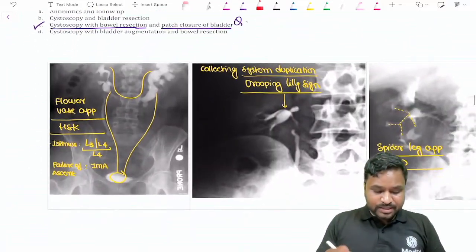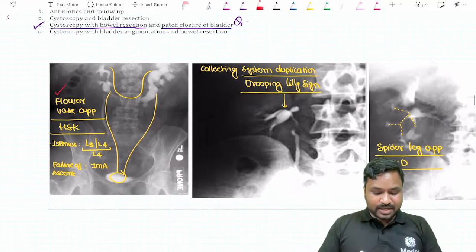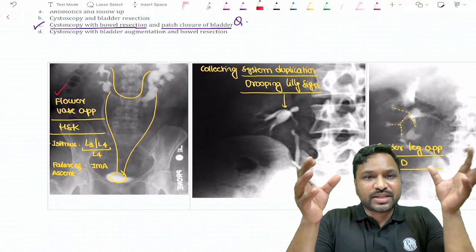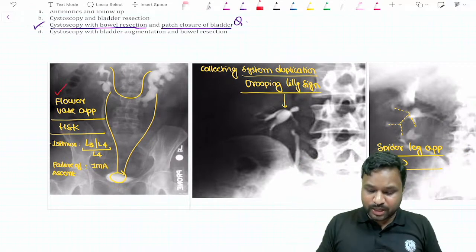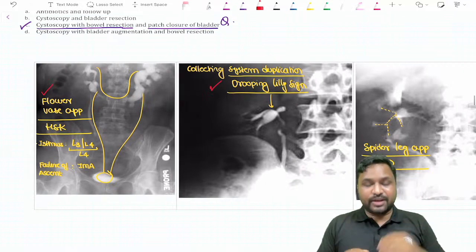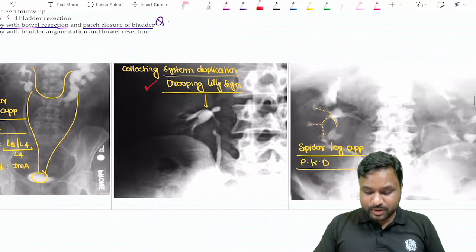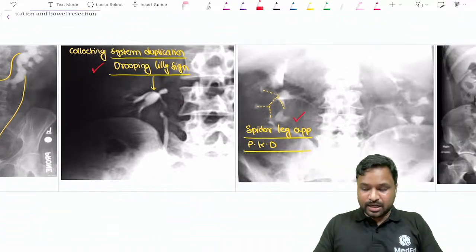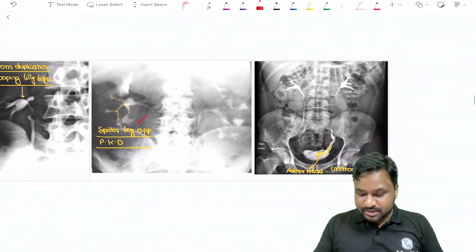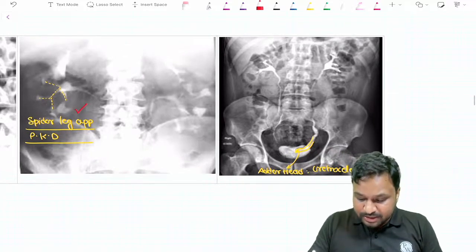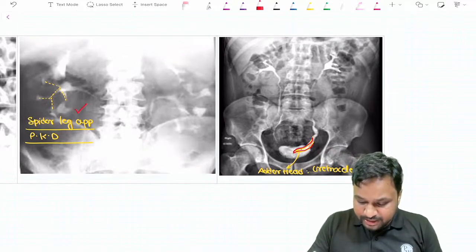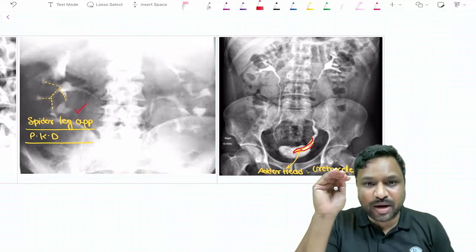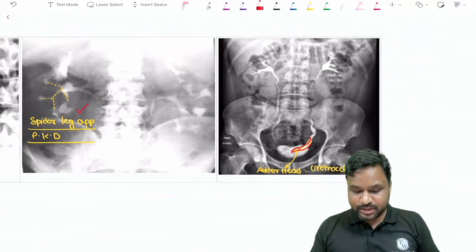The other ones that you can see is a flower vase appearance. I hope everybody knows where you see the flower vase appearance. That is going to be in the horseshoe kidney. You can see drooping lily sign where you have the collecting system duplication. Spider leg appearance you will see in polycystic kidney disease where you have thinning of pelvicalyceal system. The adder head appearance, as you can see, the cobra head is like this, and this is the cobra head that is seen in ureterocele.